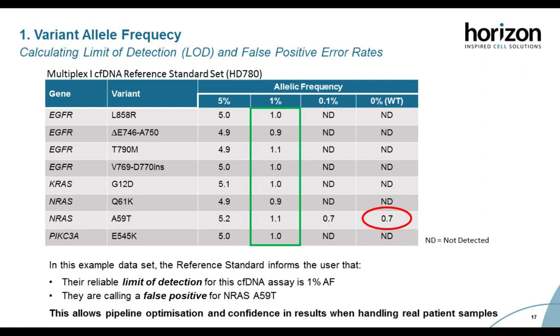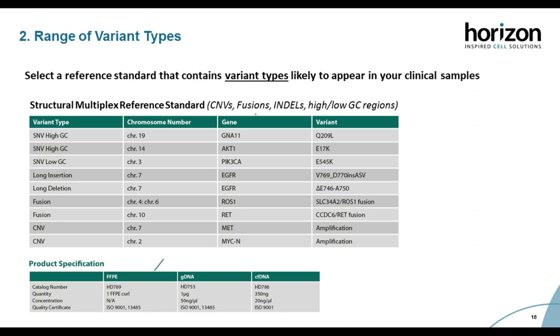Interestingly, this dataset also points out that the lab may be having problems with the NRAS A59T mutation, and they are possibly calling a false positive here, since they had a positive reading in the wild-type sample. This type of use of reference standards allows pipeline optimization and provides confidence in results when handling real patient samples.